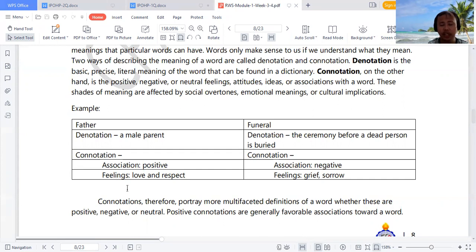How about sick? What is the denotation of sick? The word sick means a person whose health level is not good. So that is the denotation of the word sick or the word funeral. Okay, how about connotation? Association. Is it positive, neutral, or negative?